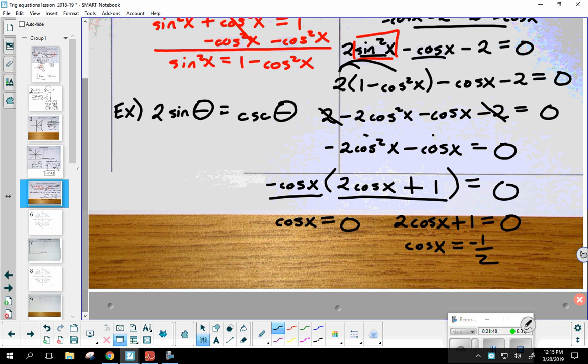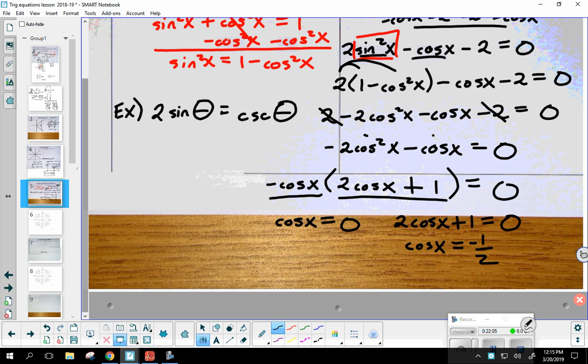So the only difference on this problem was, in order to get to this point, I just had to use substitution. I used a previous identity. So there's a lot of strategies you can use. Just isolate the trig function. You can use factoring, algebra techniques, the identities.